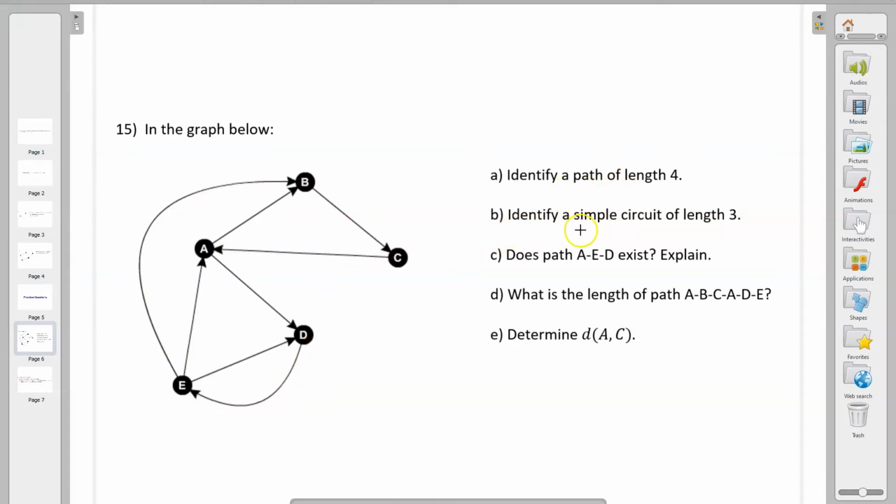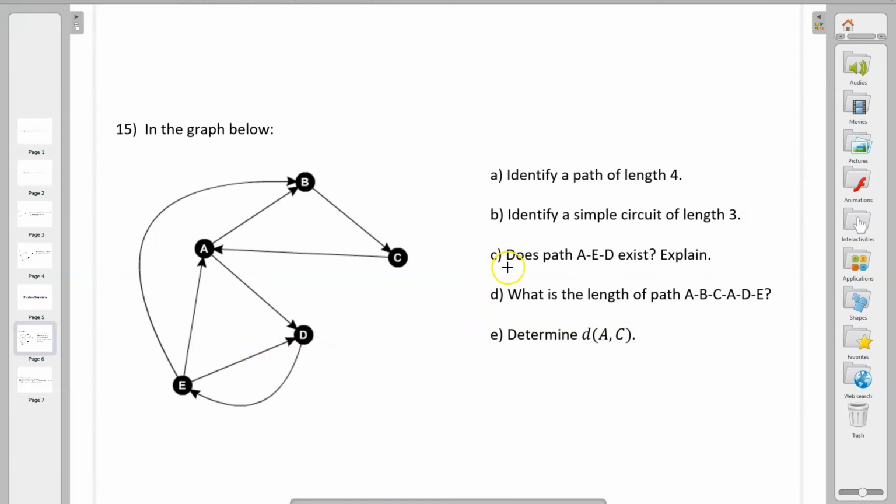Second part is to identify a simple circuit of length 3. You can start at A, go to B, from B go to C, and from C go back to A. In each case, I'm following the direction of the arrows, so it's an allowable circuit. If I had started somewhere else, for example, I could have started at A and gone to D. Now I can't go directly back to E this way because I'm going against the arrow on that edge. However, there is a parallel edge, so I could follow D back to E and then E back to A again. So there's another circuit there.